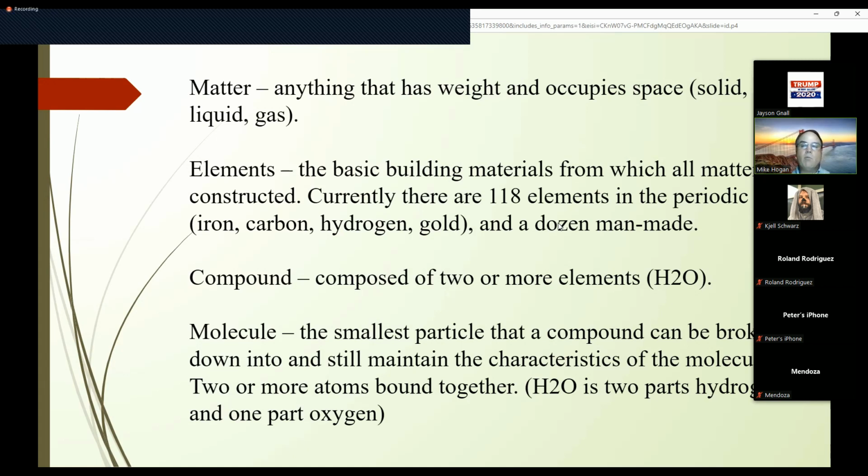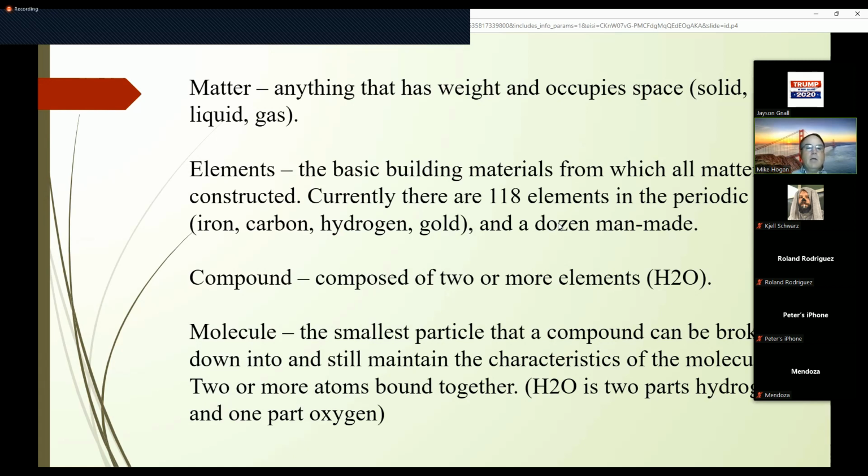For example, water, H2O. So you've got hydrogen and oxygen in different quantities that gives you that water. The smallest particle, the smallest unit that you can have and still have the characteristics of the compound is a molecule. So if you've got a molecule of water, it's still 2 parts hydrogen, 1 part oxygen. So it's still water, right?